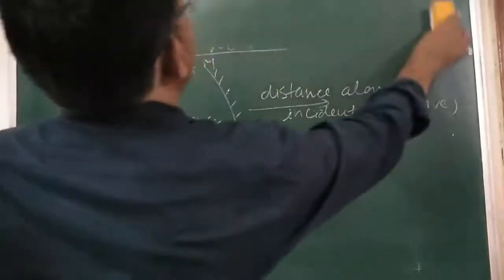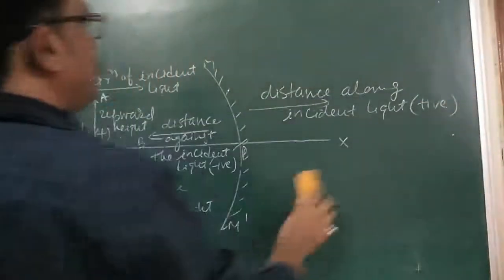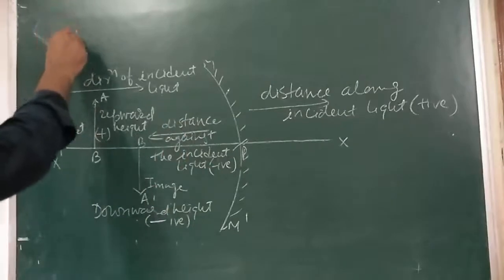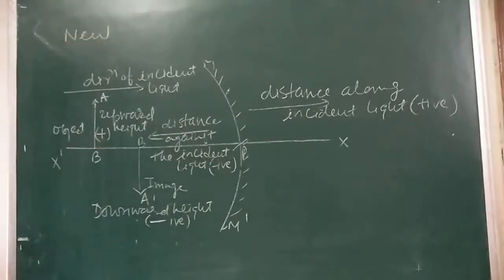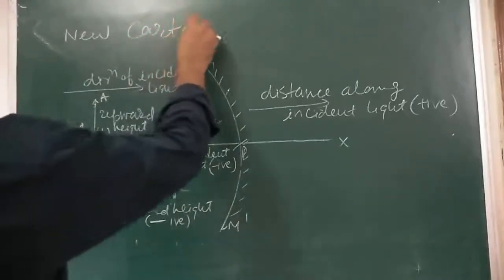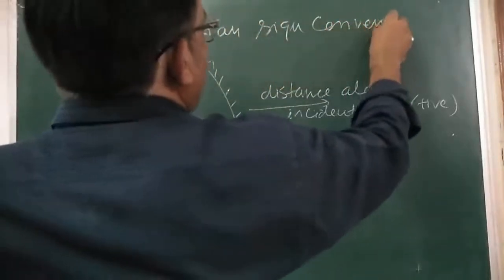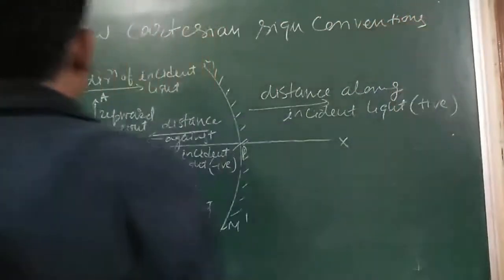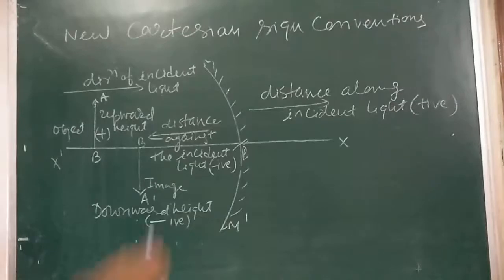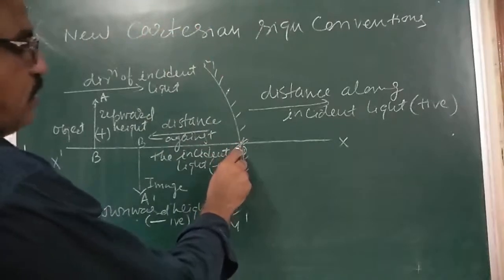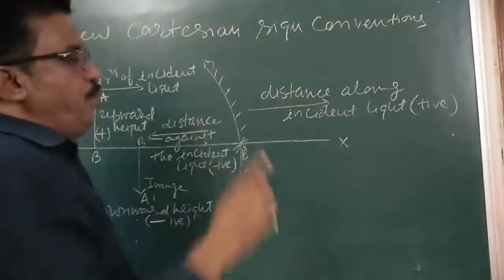In this ray diagram, for a concave as well as for a convex spherical mirror, we use the new Cartesian sign convention. It is called the new Cartesian sign convention for both the mirrors. Remember it. Sign convention for measuring various distances: all the distances should be measured from the pole. It is the first.